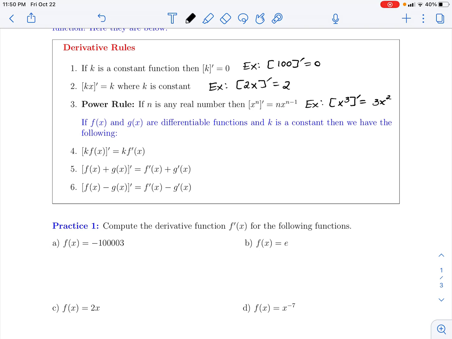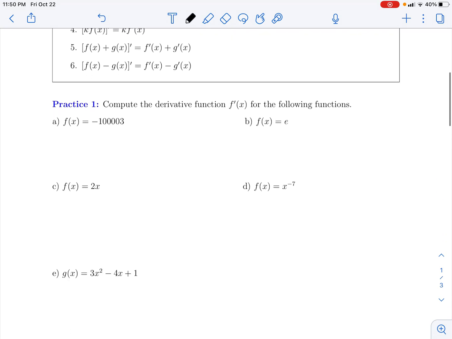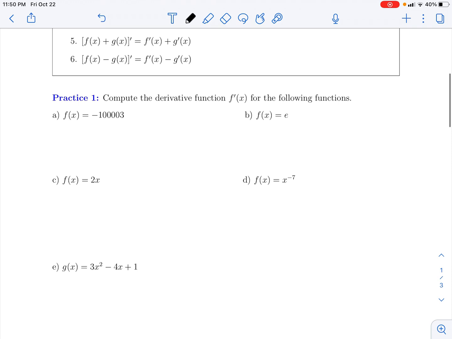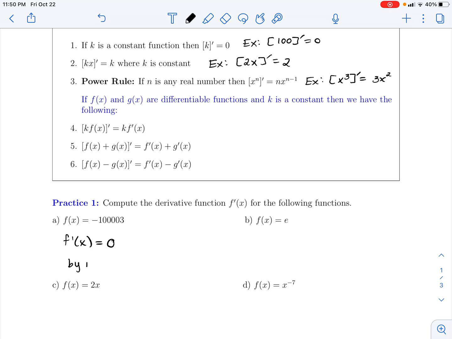Okay, so we'll see these more in action just looking at these next practice problems here. It says here that I just want to compute the derivative function for the following functions. So, looking at part A, what is f prime of x? All right, well, f of x is just a number, right? It's a constant function. So the derivative is just going to be 0, right? This is our first rule. So the derivative is 0 by rule 1.